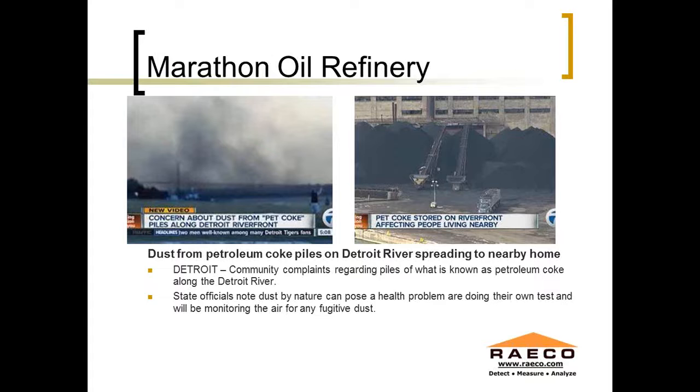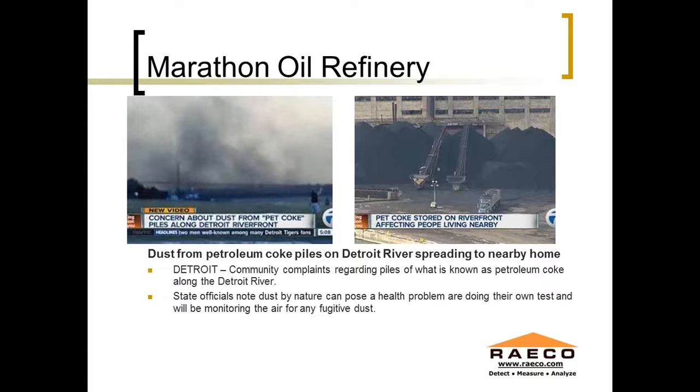This is another project that recently has had a fair amount of interest. This is the Marathon Oil Refinery. Basically in this case, we've got coke piles that are used by the Marathon Oil Refinery along the Detroit River. The challenge is that these coke piles are not regulated by the state.